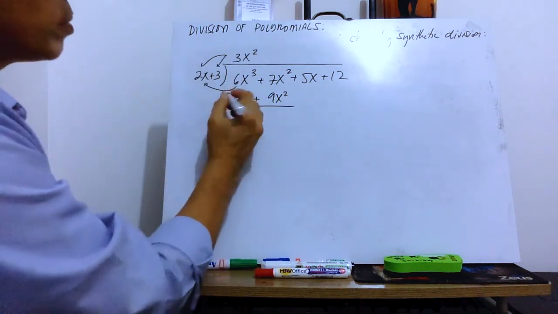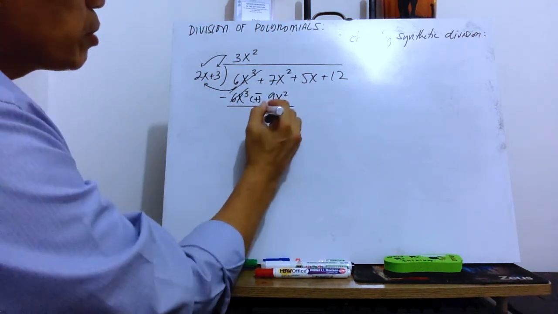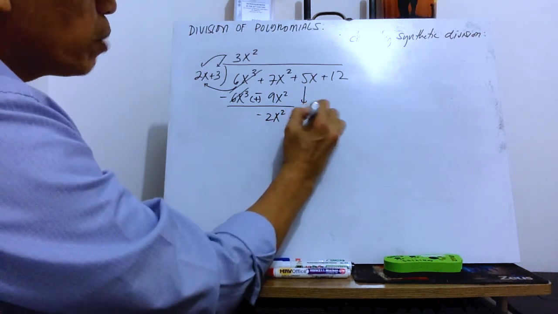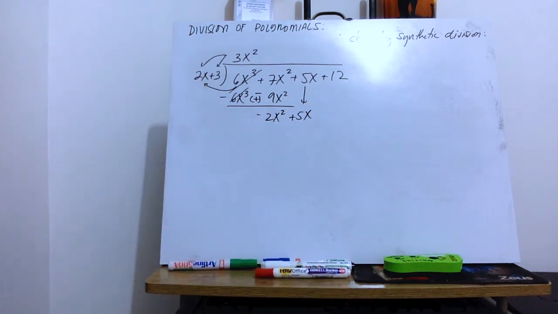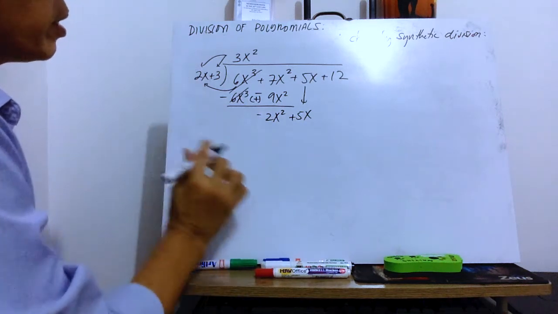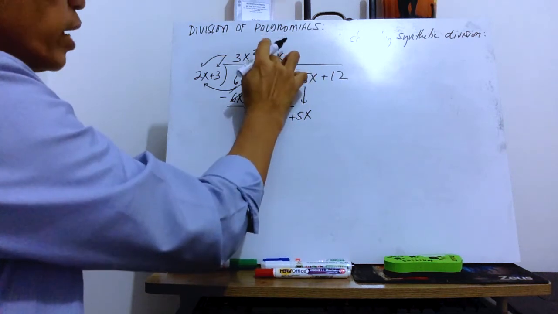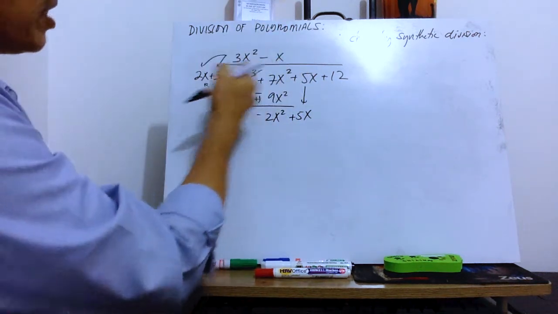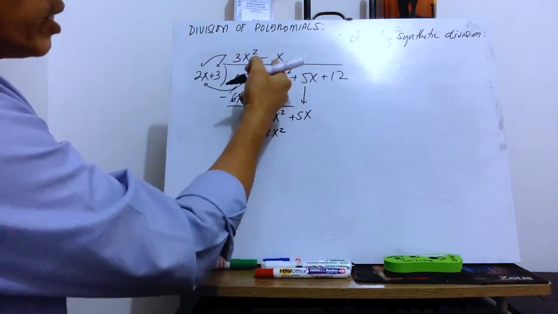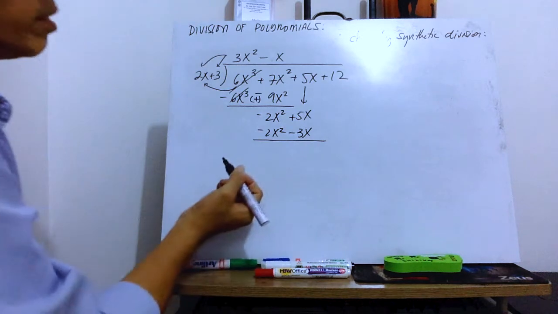This cancels out. This becomes negative 2x squared. Then bring down the next term, plus 5x. Okay. So, negative 2x squared divided by 2x, that's negative x. So negative x times 2x, that's negative 2x squared. Negative x times 3 is negative 3x. There. Change signs.